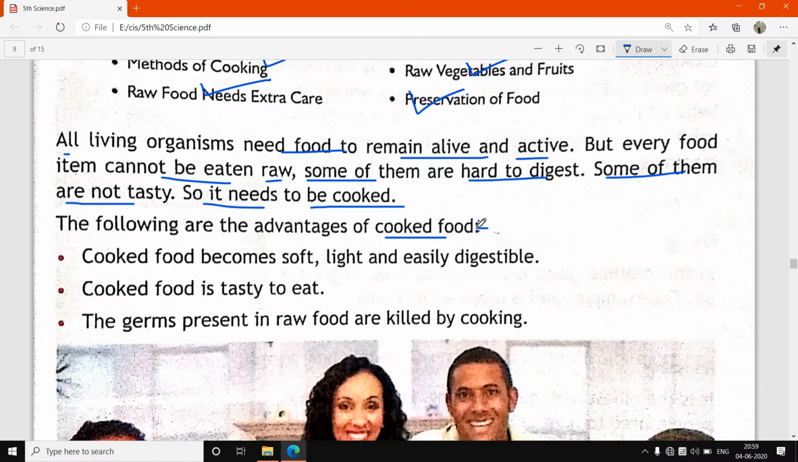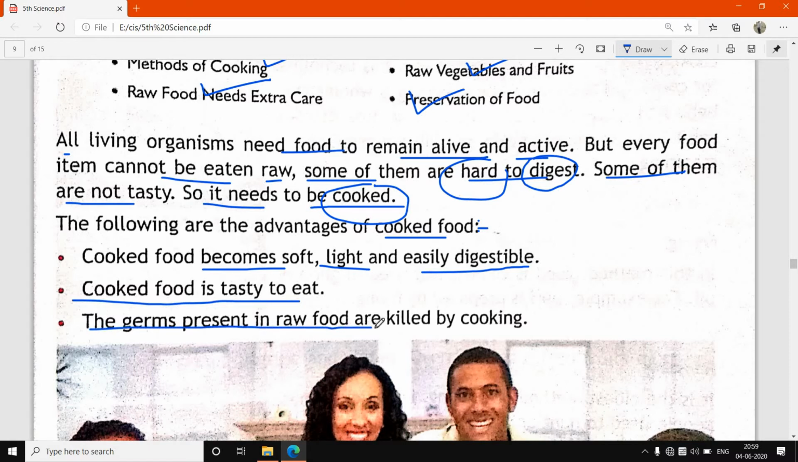हमें पता है कि कुछ foods हमारे hard होते हैं, so they cannot be easily digested. So that food needs to be cooked. The following are the advantages of cooked food. Cooked food becomes soft, light and easily digestible, and cooked food is tasty to eat. The germs present in raw food are killed by cooking. So these are the advantages of cooked foods.